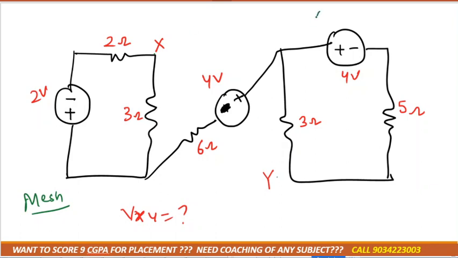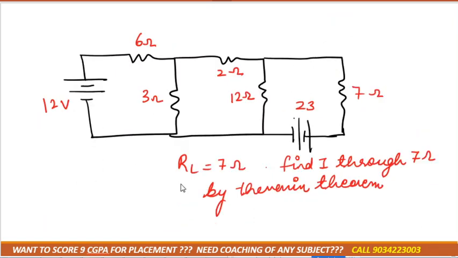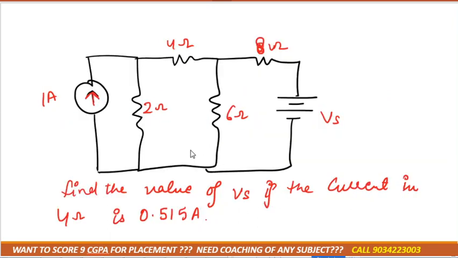These questions already come in your university, that's why I'm giving them. Again, in this one, you have to calculate the current through the 7 ohm by using Thevenin's theorem, and in this also you have to calculate the Vs by using the superposition theorem. If you have any doubt in this, you can ask.